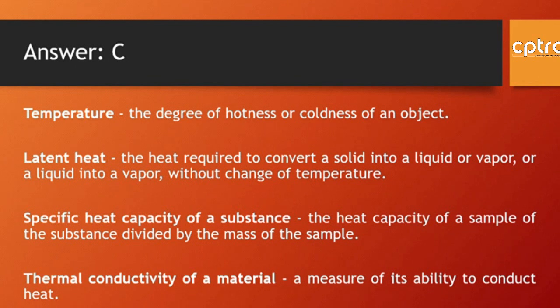Latent heat is defined as the heat required to convert a solid into a liquid or vapor, or a liquid into a vapor, without change of temperature. Specific heat capacity of a substance is defined as the heat capacity of a sample of the substance divided by the mass of the sample. And thermal conductivity of a material is a measure of its ability to conduct heat.